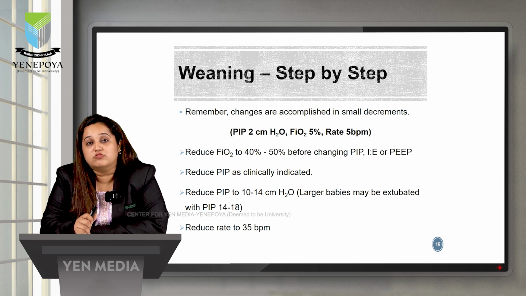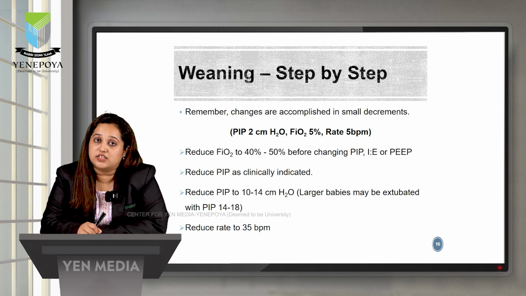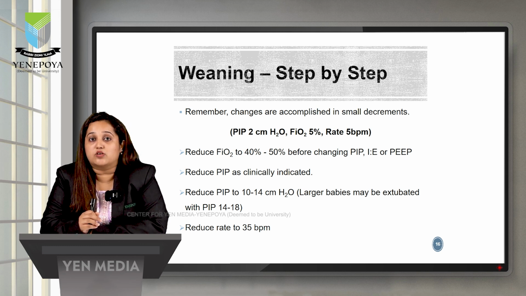Reduce the rate to almost 35 breaths per minute. If it was on the higher end, if it was 35 itself, you are good to go. Once all these parameters are on the lower end and the mean airway pressure is somewhere between 8 to 10 centimeters of water, you can know that the baby is ready to be extubated.